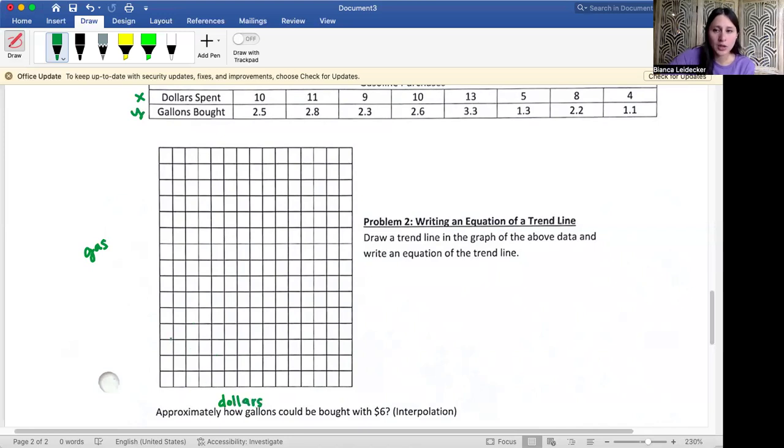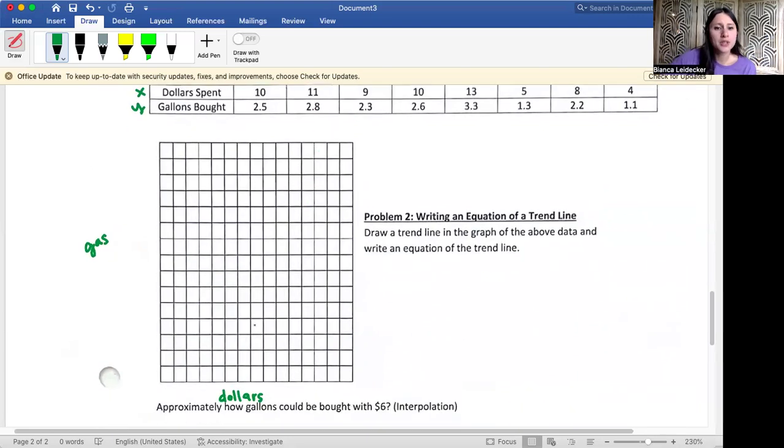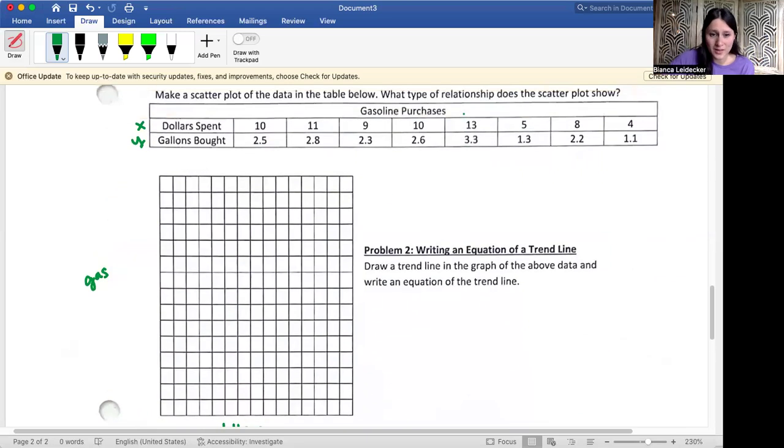And I'm looking at the range of the amount for my gas. The smallest number that I have is 1.1. The biggest number I have is like 2.8. So I probably don't want to count up by ones on my y-axis per box because, actually, the biggest number is 3.3. So if I count up by ones, then I'm only utilizing 1, 2, 3. These first 3 boxes or so of my y-axis.